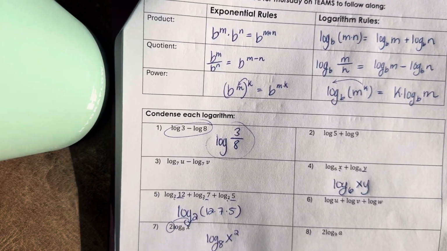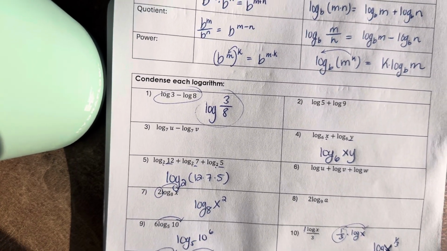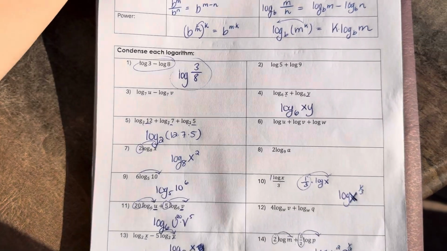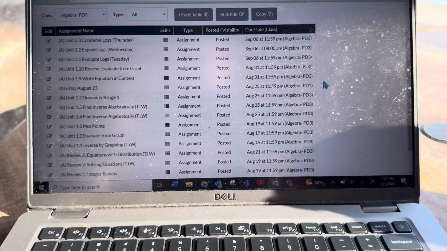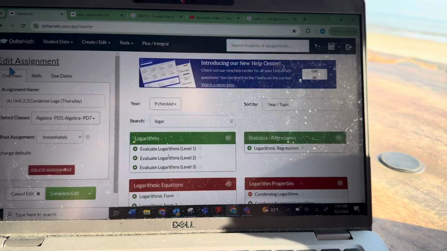Okay, finish the rest of the page and finish Delta Math. I'll show you Delta Math examples, but I'm trying to go quick so the video is not too long. Okay, so let's look at Delta Math. I'm gonna look at today's assignment.